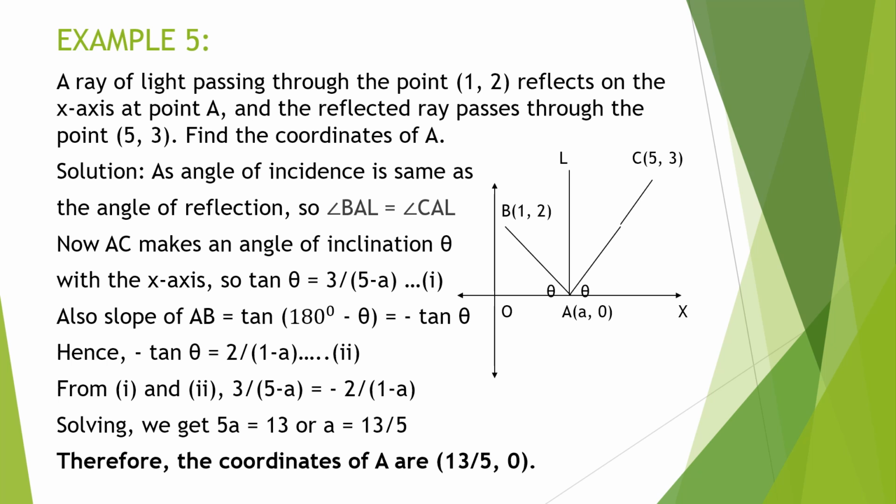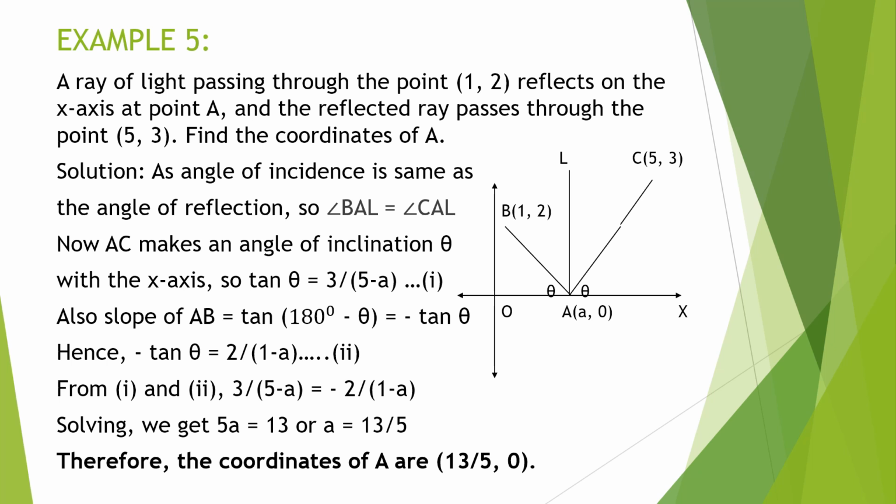So suppose the ray is reflected at the point A on the x-axis, and let the coordinates of point A be (a, 0). Then in this case you have BA as the incident ray and AC as the reflected ray. The angle of reflection and incidence will be the same, meaning angle BAL will be the same as angle CAL. Now AC makes an inclination of theta with the x-axis. So tan theta by the formula will be y2 minus y1 upon x2 minus x1. So the tan theta value will be 3 minus 0 upon 5 minus a.